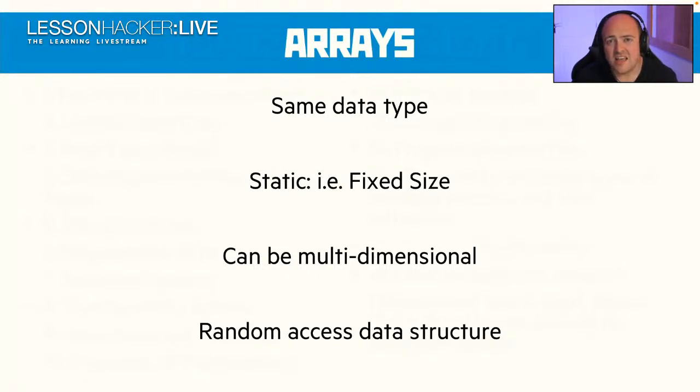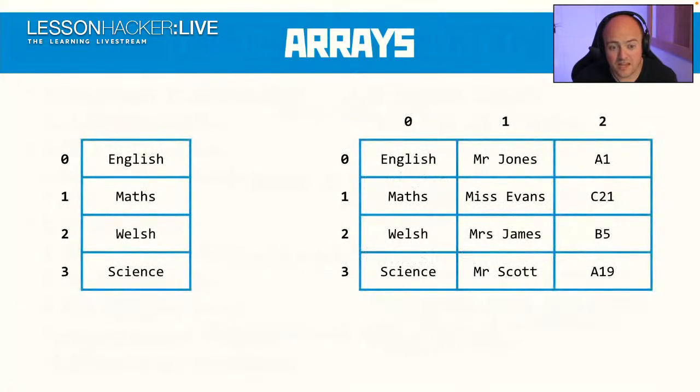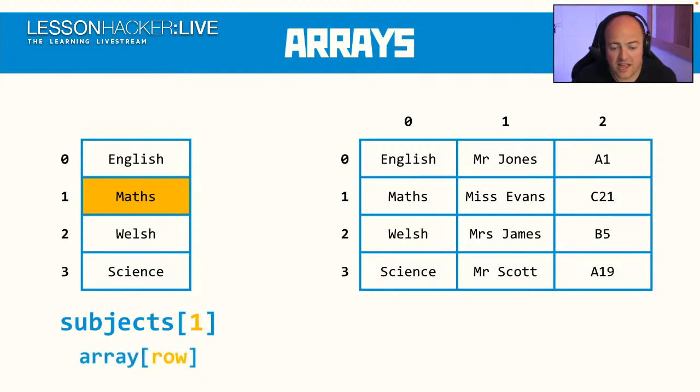What that means is if I pick any particular piece of that array randomly, I can access it in the same amount of time. Here's a 1D array on the left and a 2D array on the right. A 1D array has multiple rows. It is zero indexed. If I wanted to access maths, I'd have the name of the array, square bracket with the index in it. That would give me access to the row index 1, which would contain maths. So it's going to be the array name and in square brackets, the row index. And remember, the indexing starts at 0.